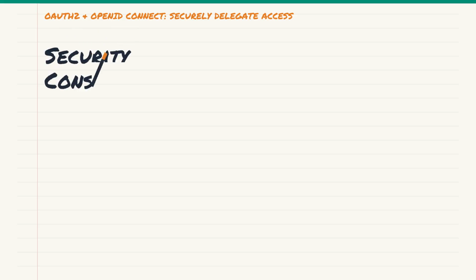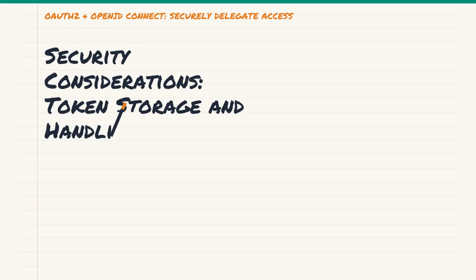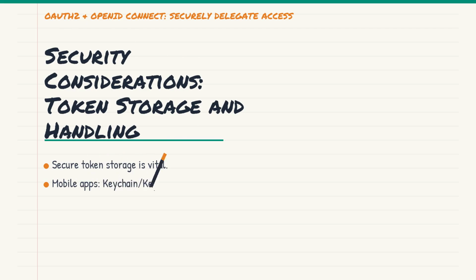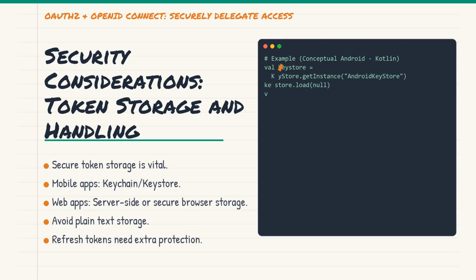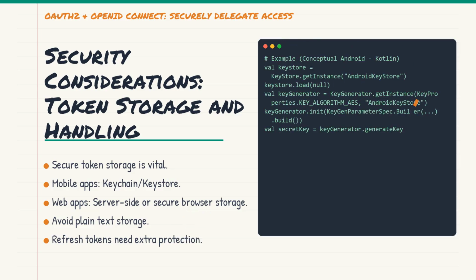This is super important, folks. How the client application handles these tokens is critical. For native mobile apps, storing tokens securely is a big challenge. You can't just put them in plain text. On iOS, you'd use something like the keychain. On Android, the Android Key Store system.